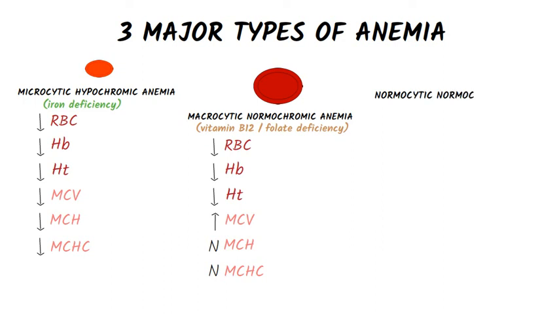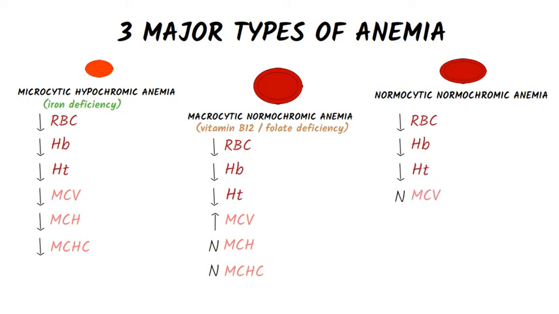Normocytic normochromic anemia, with low red blood cells count, hemoglobin, hematocrit, and normal mean corpuscular volume, mean corpuscular hemoglobin, and mean corpuscular hemoglobin concentration, is often caused by hemorrhage or chronic diseases.